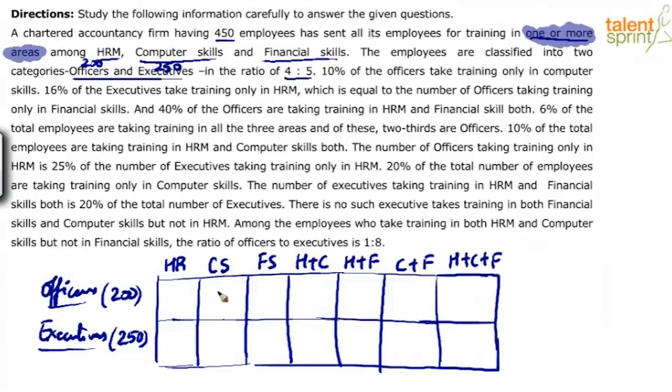So there are total 1, 2, 3, 4, 5, 6, and 7 categories. Are you able to follow? Remember, it is not a rule that each cell here should have a value. Some of them can be 0. You must be very clear with all this.